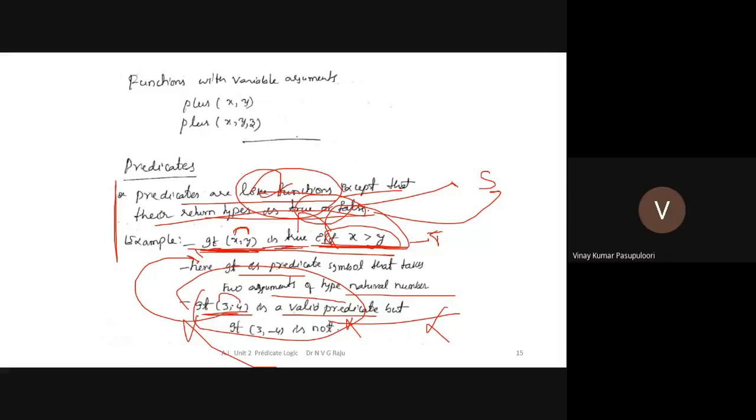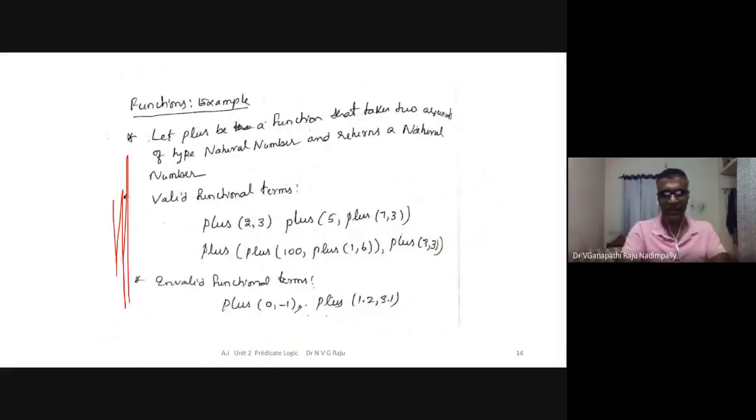Now, please wait. I think you should get this point. Please observe this statement carefully. I should discuss this point then only. Now, let plus be a function. It takes two arguments and it returns a natural number.